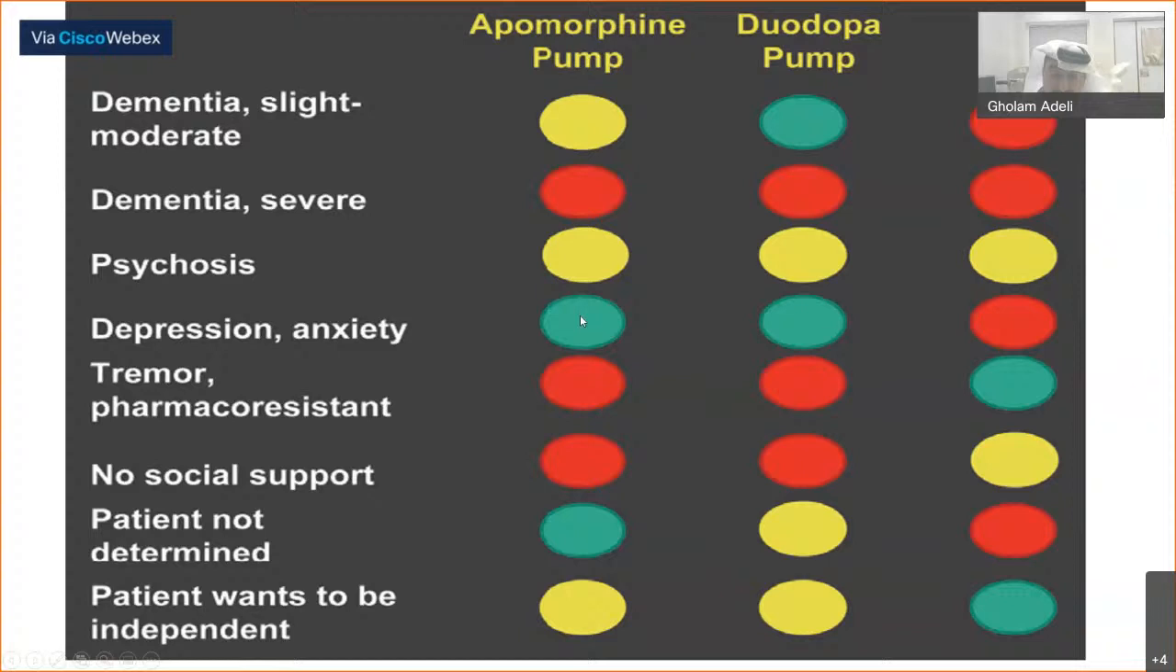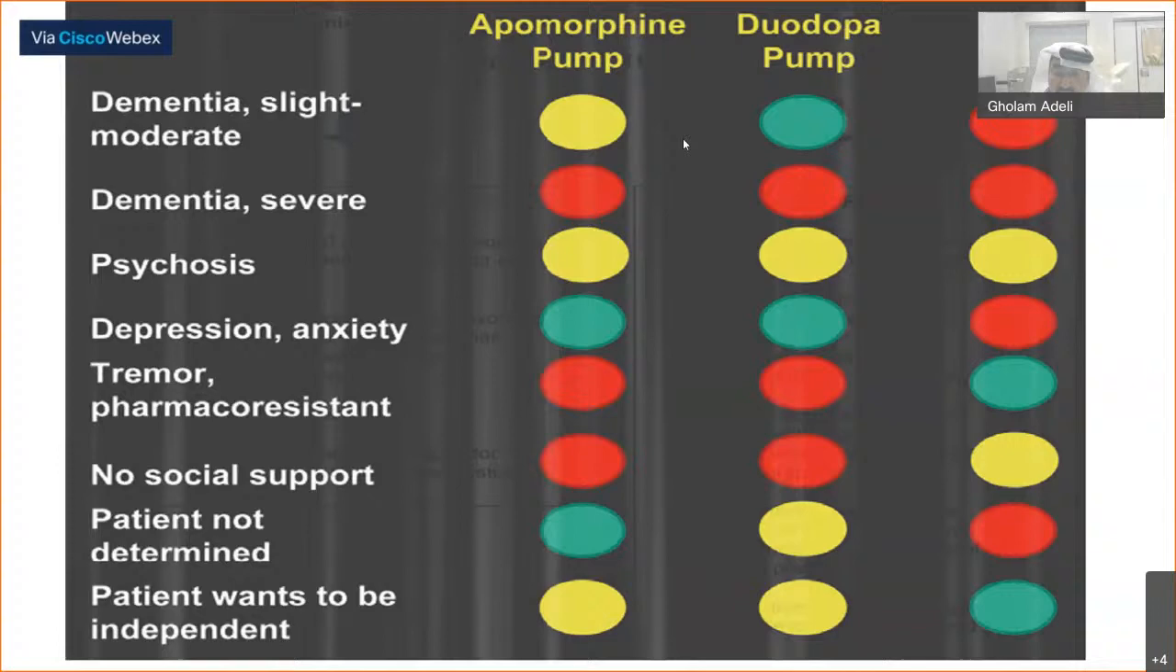For the apomorphine pump, it differs when you have a patient who is not determined. DBS is a procedure, and duodopa is also a procedure, but it could be detached, and then you offer them the apomorphine pump. As I say, we always put these options in front of the patient and discuss which one suits the patient better. We have to keep in mind that some of them are not reversible, like the DBS, while with duodopa you could still take it out and close the wound. The apomorphine is much simpler.